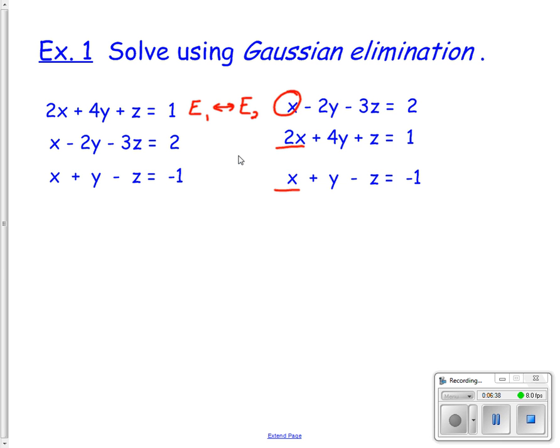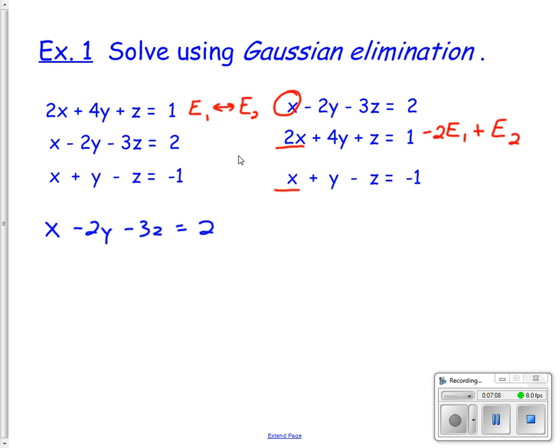So if I make a copy of the first equation and multiply it by -2, and then add that copy to the second equation, the 2x will cancel in the second equation. Notice I wrote my notation next to the second equation because that's the one that's going to be replaced. So my first equation stays the same.